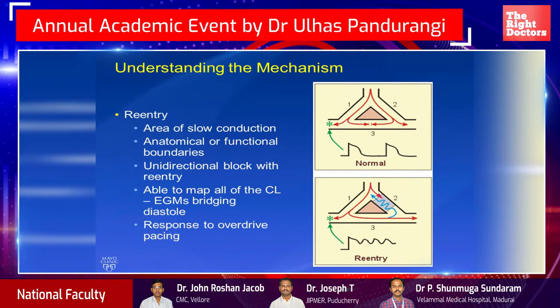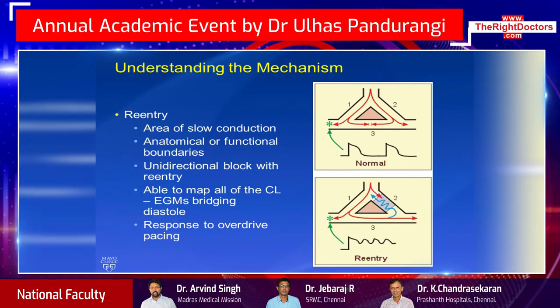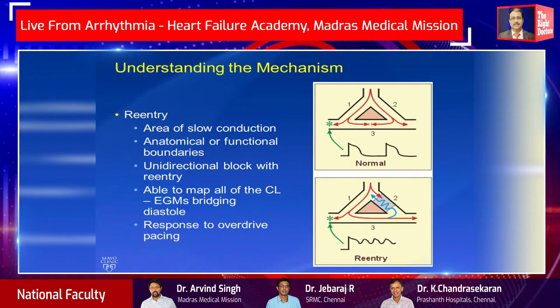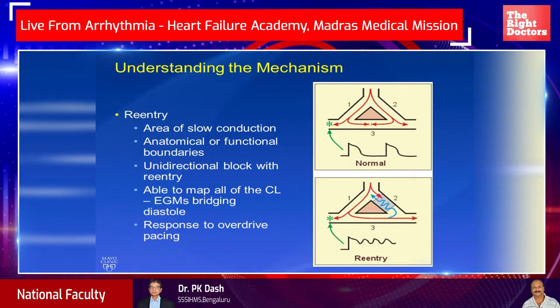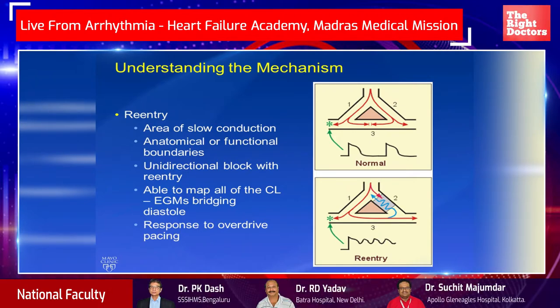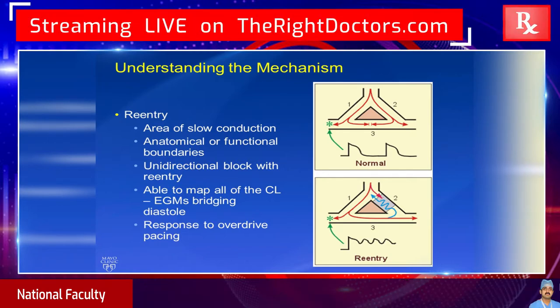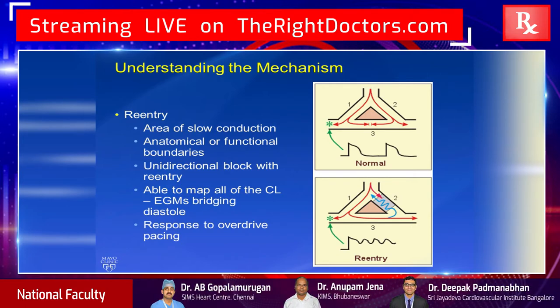And by the time it comes around, this refractory period of the myocardium is recovered, and it can conduct very slowly such that it can set up re-entry. And if this can happen over and over again, that's when you have re-entrant tachycardia. So for a re-entry to happen, there has to be a slow conduction zone, and there has to be unidirectional block in that zone, and then conduction in the opposite direction to set up re-entry.